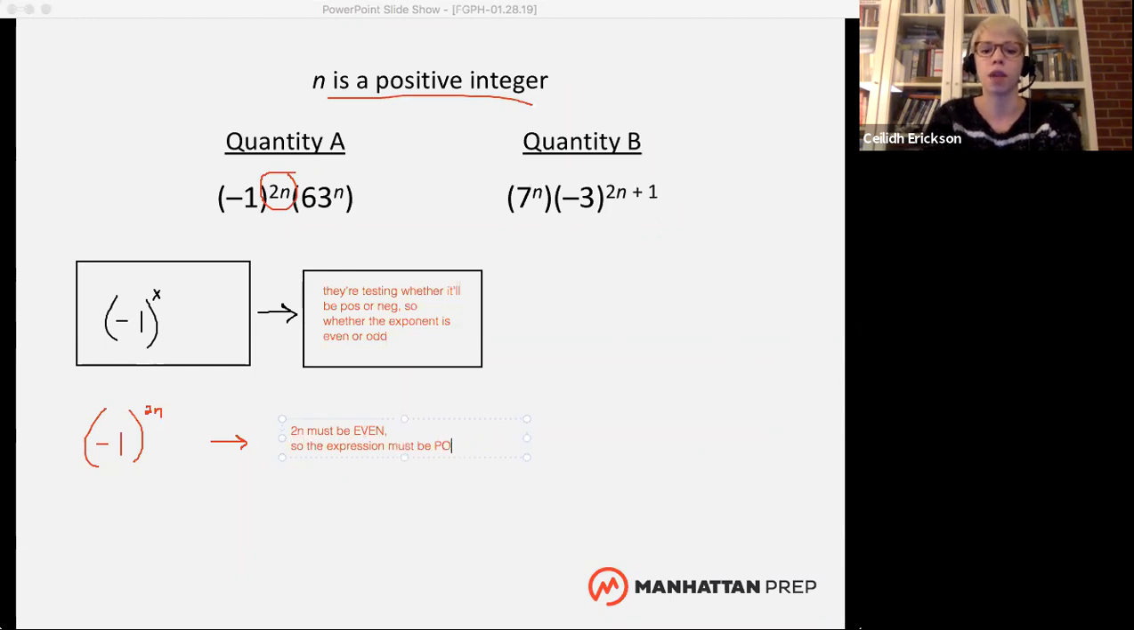Can't type there. Positive, still can't type. Make sense? So let's ignore the 63 to the n and all of that for the moment. I just want to worry about the positive negative thing. So -1 to the 2n, that's going to make this positive overall.